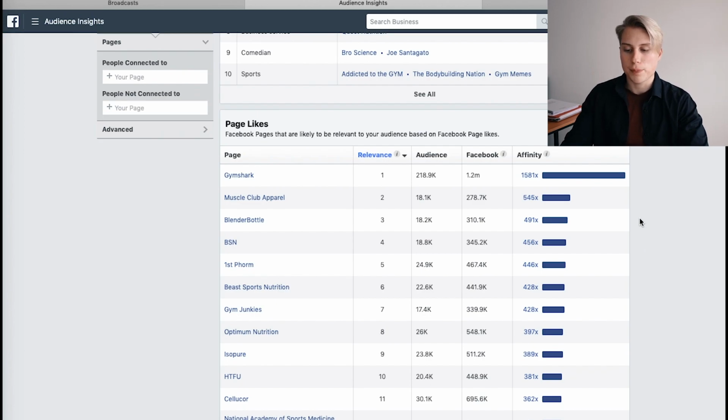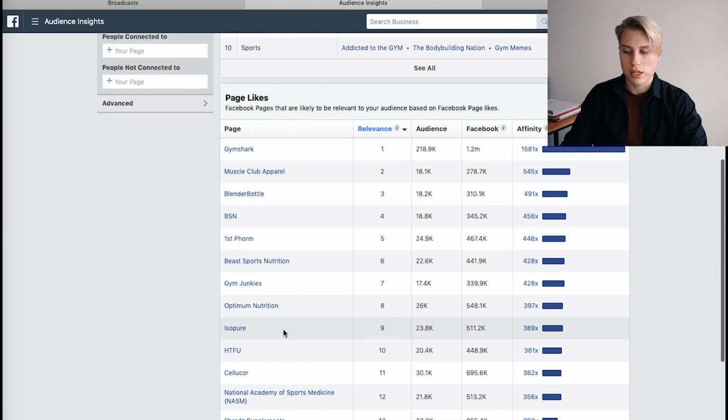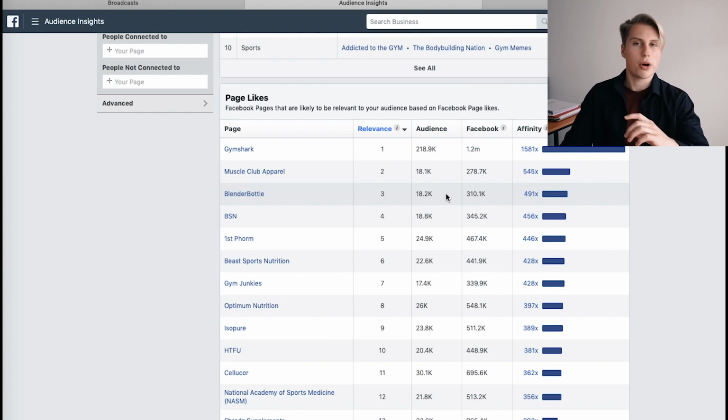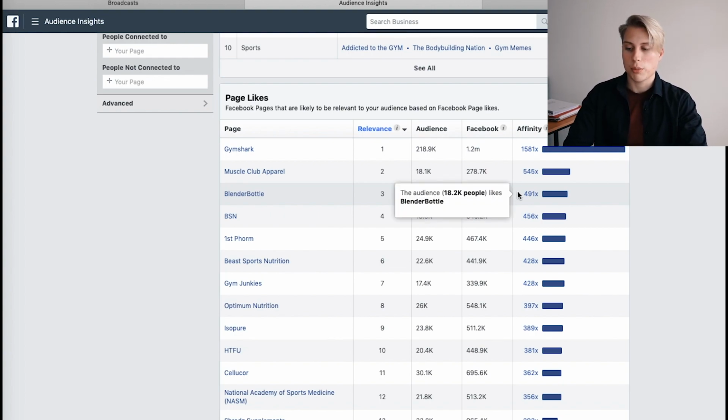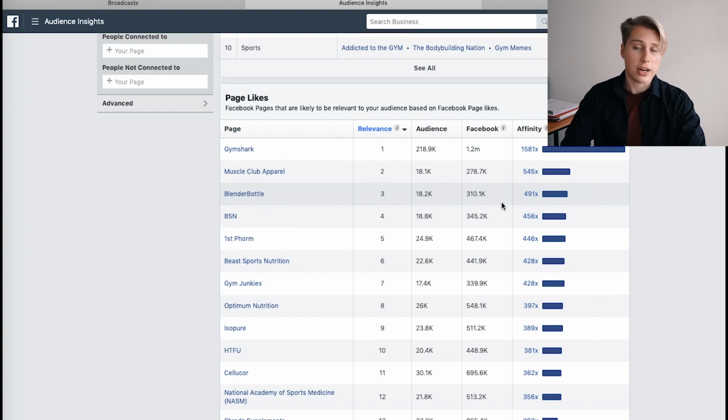It's essentially the likelihood that someone who likes whatever interest you put in here, so Gymshark, also likes these different interests. Now, I'm not sure why Gymshark is coming up again, but Muscle Club Apparel makes sense. Blender Bottle is actually a really nice example. You would have seen those blender bottles on Facebook. That was a dropshipping product doing phenomenally well. So if you were to flip this in reverse, you could probably target Gymshark as an interest if you were selling your blender bottle, because you can see that, and vice versa.